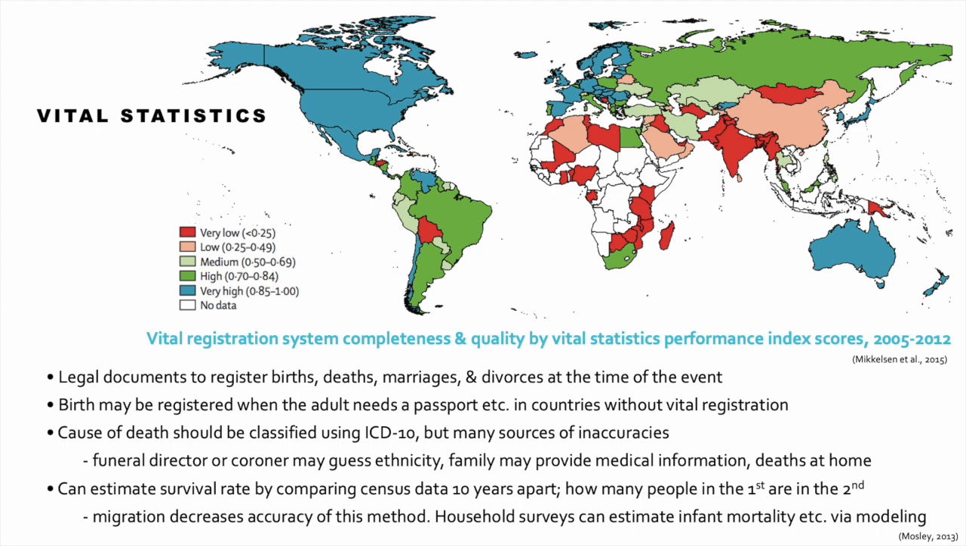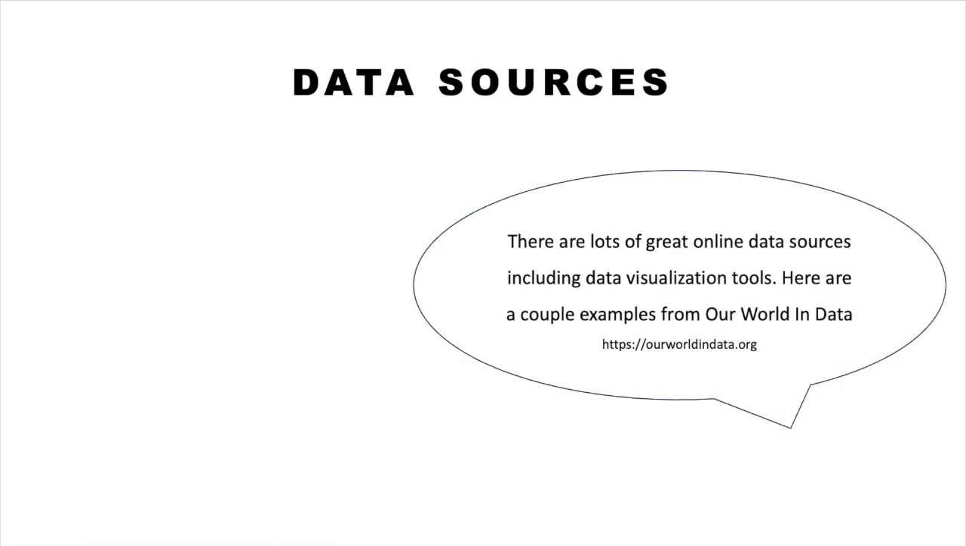In some places, a birth may only be registered when someone needs official documents of another type. And that can cause less accuracy because the person may not know how old they actually are. So people may have to estimate their age when doing paperwork later in life.